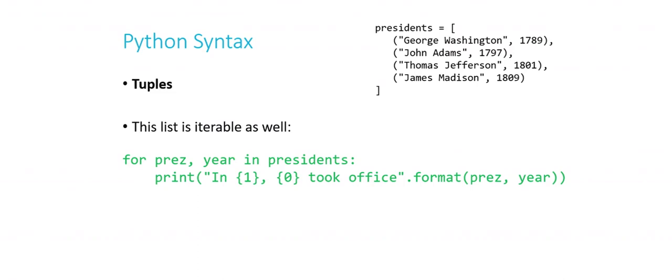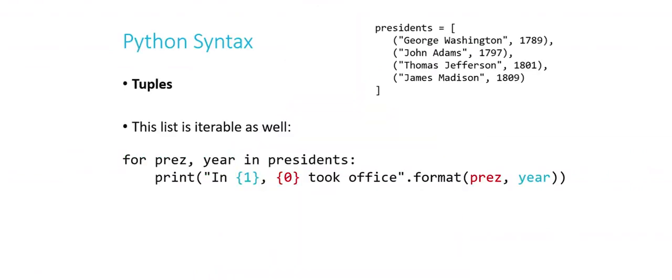Then I'm doing something weird. Print, open parenthesis, curly brackets 1, curly brackets 0 took office, dot format pres year. What is happening? This is actually just how the print function in Python does what printf does in C. Instead of using %s or %c or %d, those format specifiers that we're used to from C, here we use the dot format method, which we'll talk about again in just a moment, at the end of the print function. And we can specify the order in which we want those parameters to come out. So the 1 and 0 there match like this.